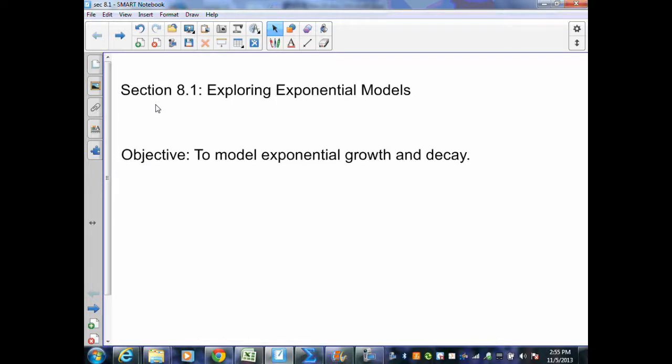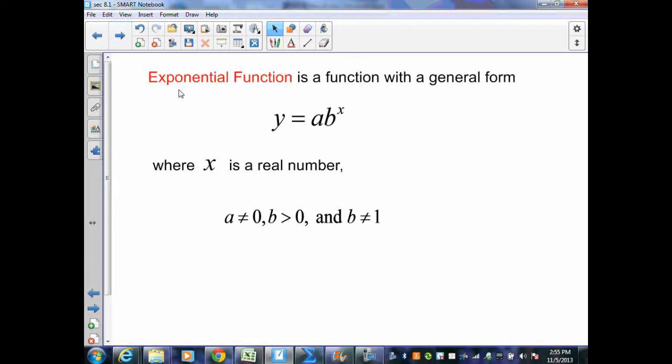Section 8.1, Exploring Exponential Models. An exponential function is a function with a general form of y equals a times b to the x, where x is a real number. A is not allowed to be 0. If it is equal to 0, I would have a function of y equal to 0. Therefore, that would be a function that intersects the origin at 0 and would be a graph of a horizontal line. B must be greater than 0, and b cannot be equal to 1.